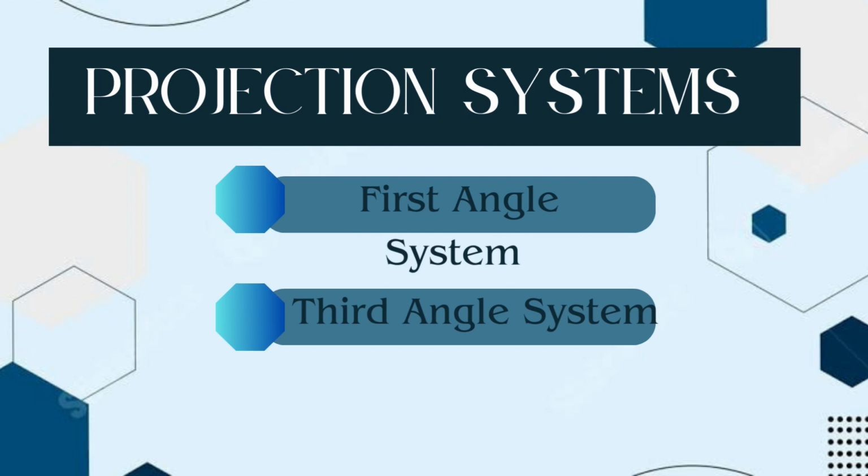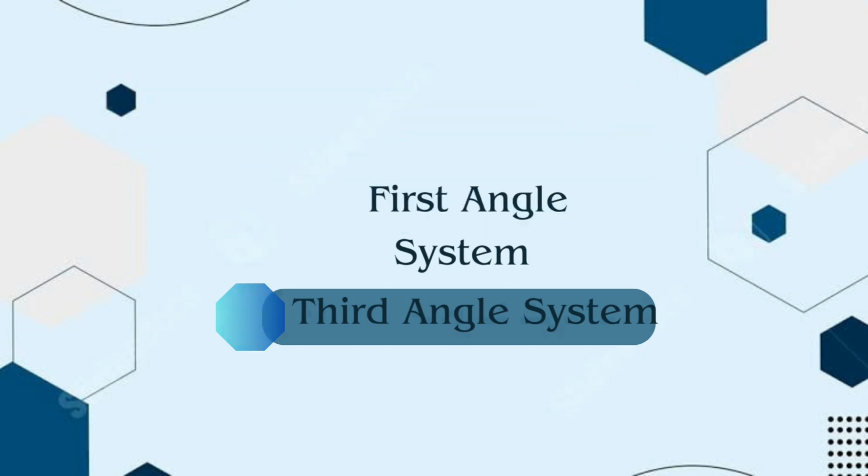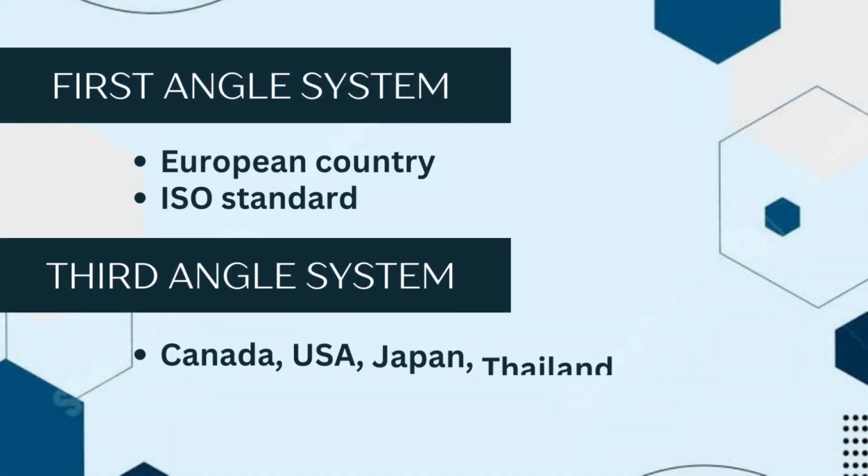Projection systems: first angle system and third angle system. The first angle system is used in European countries and is the ISO standard. The third angle system is used in Canada, USA, Japan, and Thailand. In our course, we also follow the USA, that is, the third angle system.